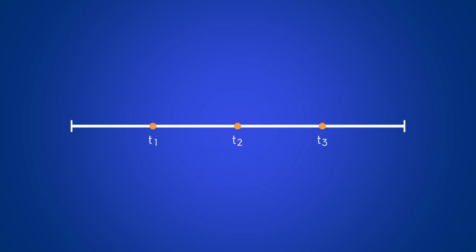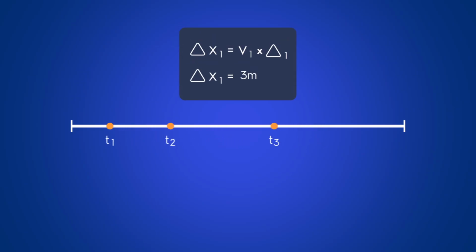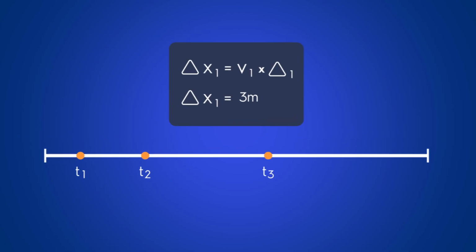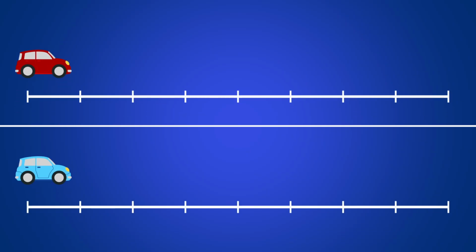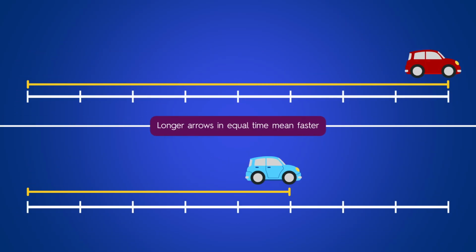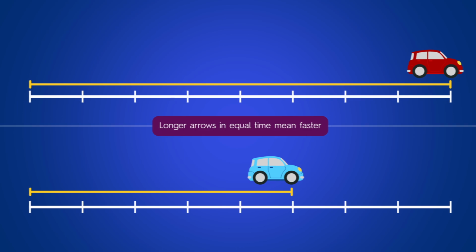Let's construct a motion diagram from data. With equal time steps, use the velocity at each step to set the spacing. If the velocity grows by the same amount each interval, your spacing grows by the same amount too. When comparing two objects at the same time intervals, longer displacement arrows mean greater speed. You do not need the full graph to compare.